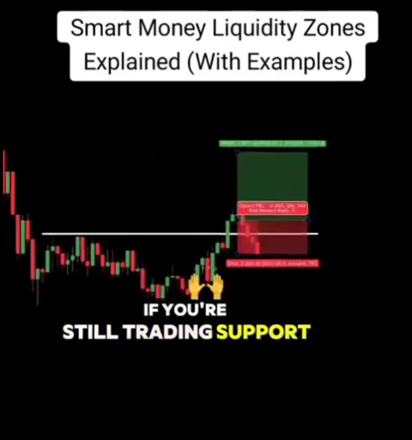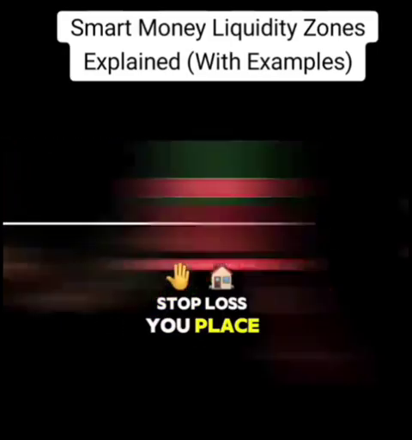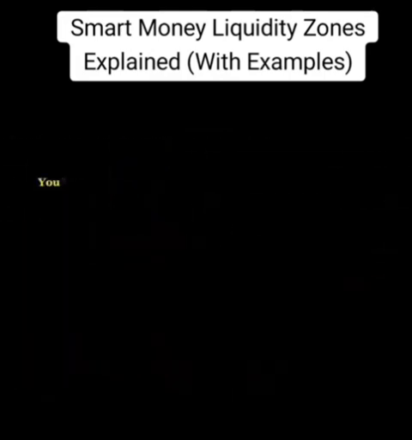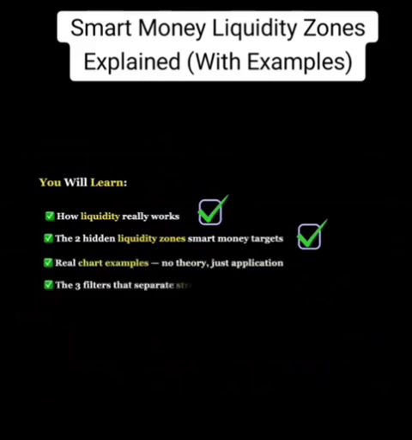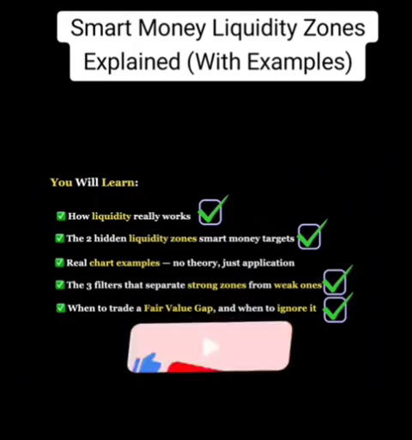If you're still trading support and resistance the way everyone else does, you're being hunted. Every stop loss you place, every breakout you chase, smart money is one step ahead. In this video, I'll show you how liquidity really works, the two zones institutions target, and how to trade with them, not against them. We'll break down real chart examples, apply powerful filters, and reveal the truth behind supply, demand, and fair value gaps. This is how smart money trades. And after this video, you will too.